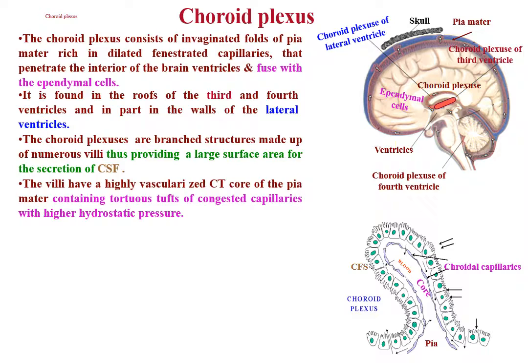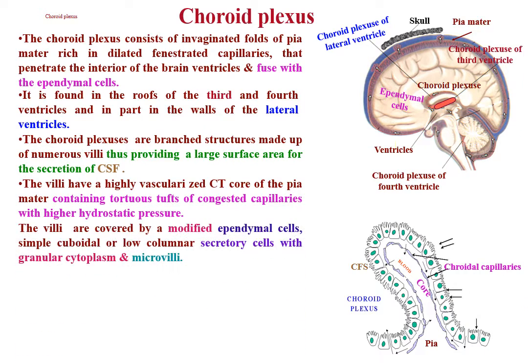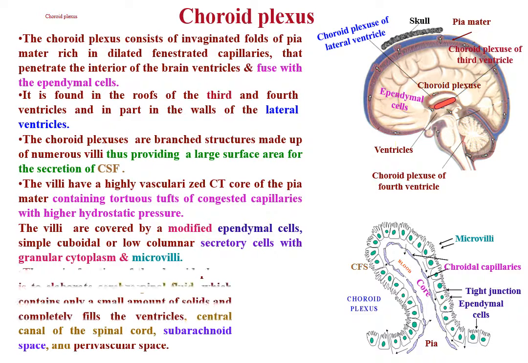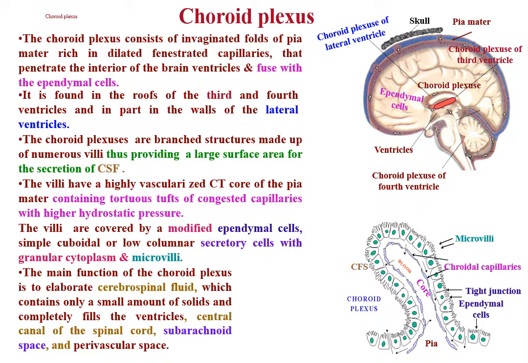The villi are covered by modified ependymal cells, simple cuboidal or low columnar secretory cells with granular cytoplasm and microvilli. The main function of the choroid plexus is to elaborate cerebrospinal fluid, which contains only a small amount of solids and completely fills the ventricles, central canal of the spinal cord, subarachnoid space, and perivascular space.